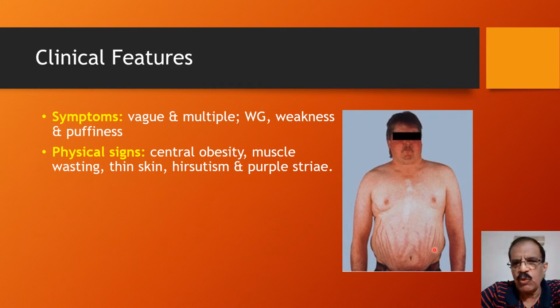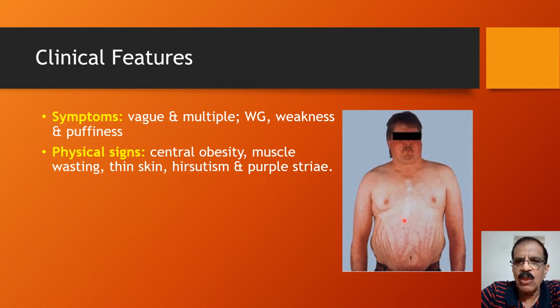Physical signs: central obesity. Now, central obesity means there is accumulation of fat around our waist. We all know that central obesity is otherwise very common, so you can't really suspect Cushing syndrome just on the basis of this observation. But if it is combined with muscle wasting and weakness, thinning of the skin, and hirsutism, especially in women, if there is growth of hair on the mustache and the beard, that may suggest the presence of Cushing syndrome. This is because of the excess of androgens.